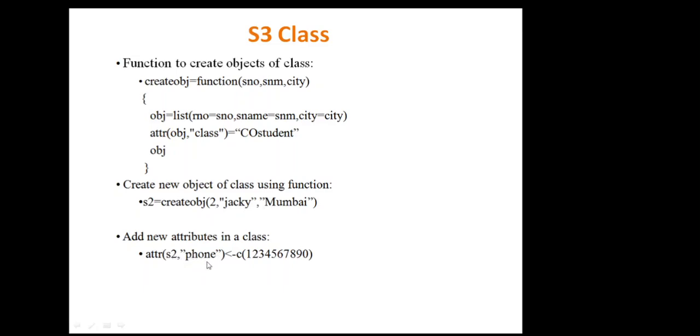I don't want to add this phone attribute to all the objects of the S3 class. I only want to add this phone attribute to S2. Since it is an object of an S3 class, it is possible. So phone, and then by using the c function, because we are concatenating this value to the existing attributes of S2, that's why we are using the c function, c equals the value of the phone number. So this is how a new attribute can be added into an existing object of an S3 class by using the attr function.